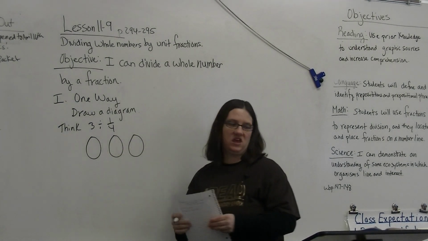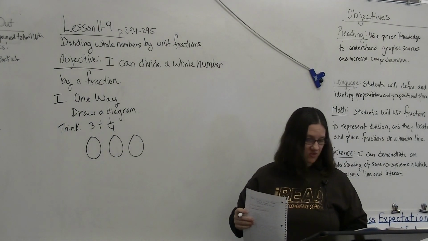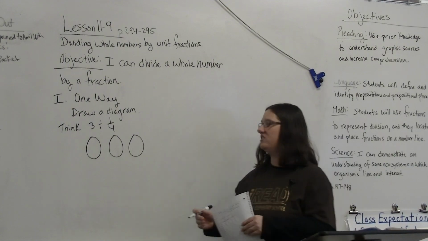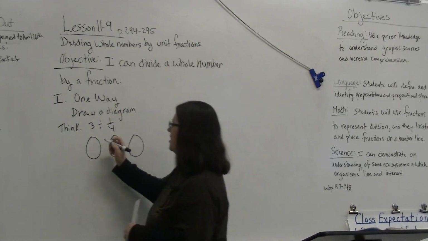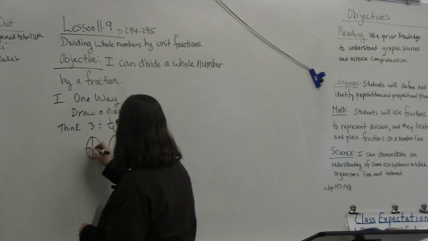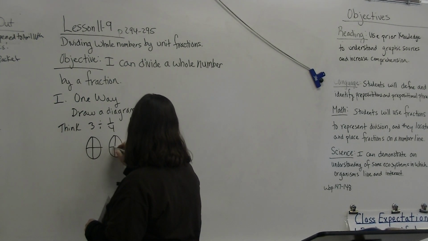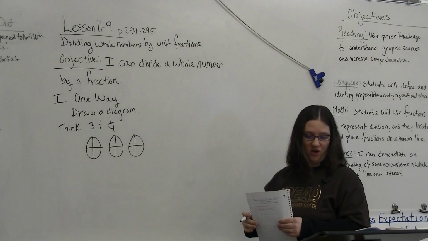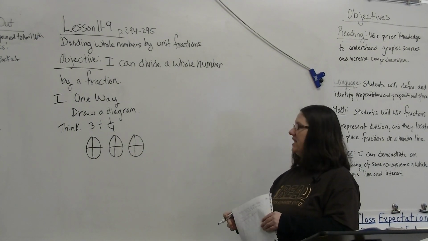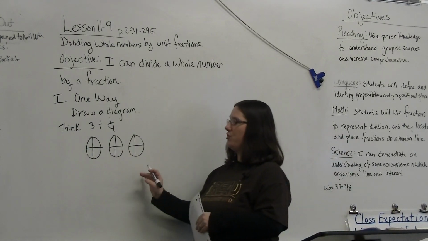And now you will see in your textbook at the top of 295 that they are divided. They're divided into fourths because you want to find out how many fourths are in 3. So divide each of your circles into fourths. You can do that by just making a T in each circle. Okay, now you need to see how many fourths are in each.